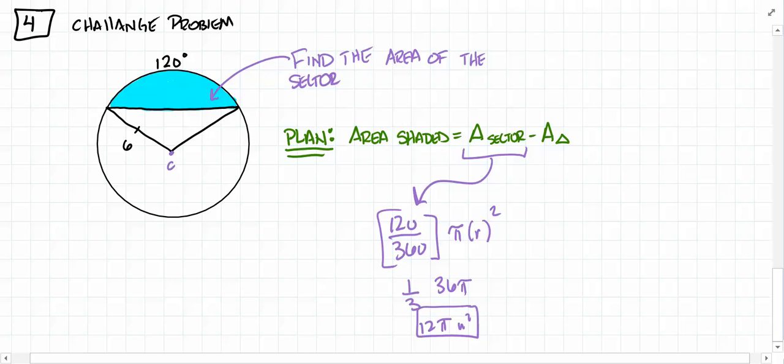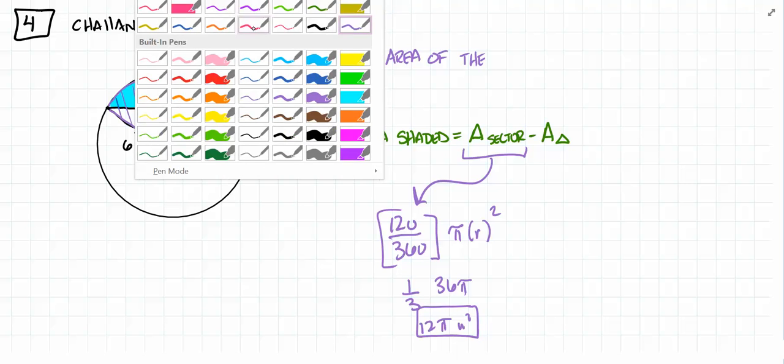Well, what sector are we talking about? The area of the entire sector would be this one in blue and purple here. So that's the entire sector right there. See that? So we're going to find the area of the whole thing, and we'll subtract off the area of that triangle. Okay, so now in pink over here, let's figure out the area of the triangle.